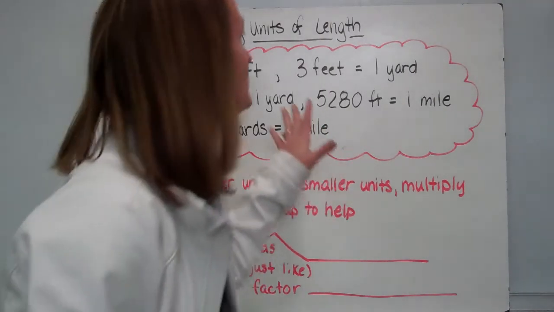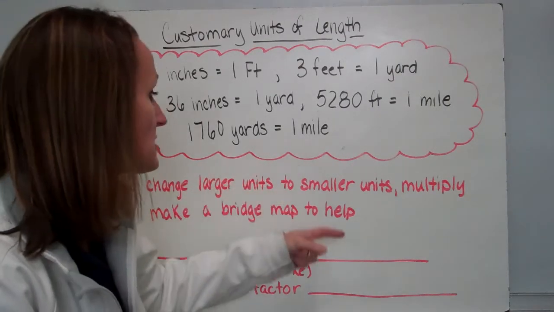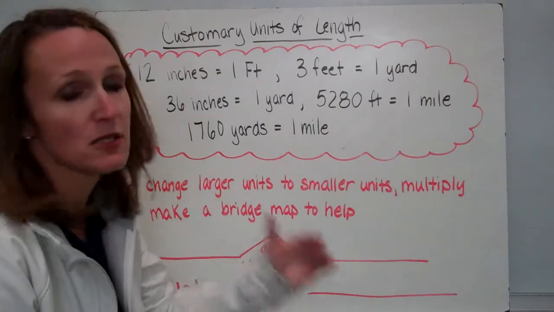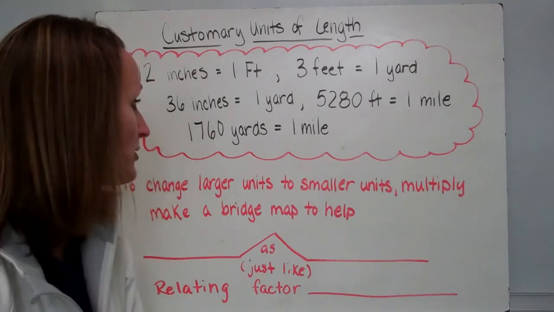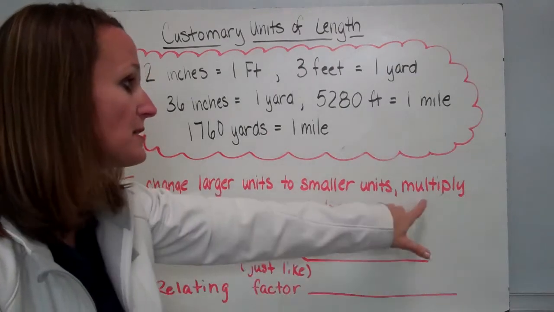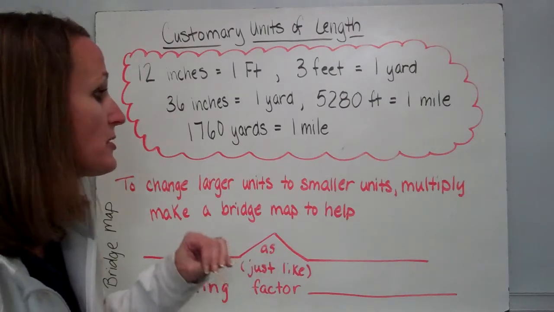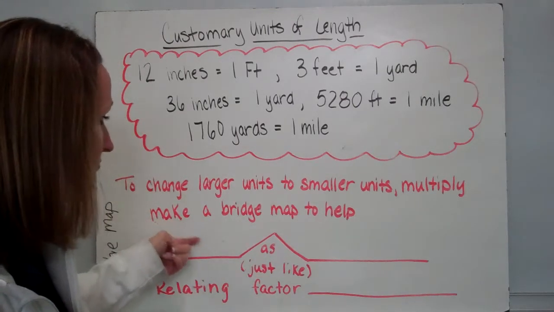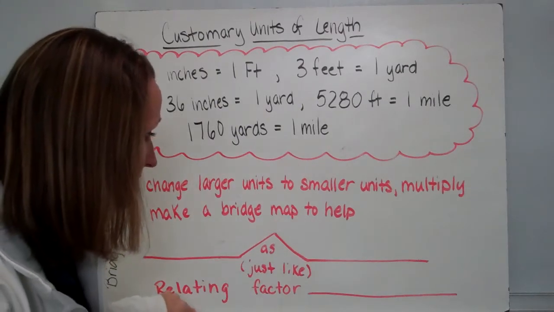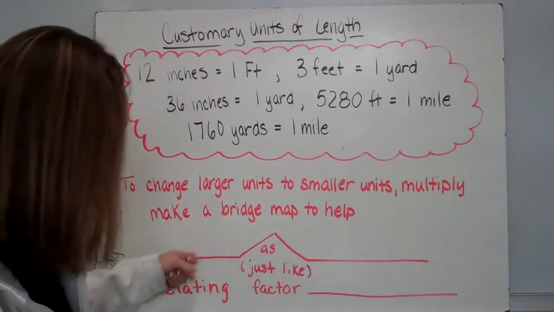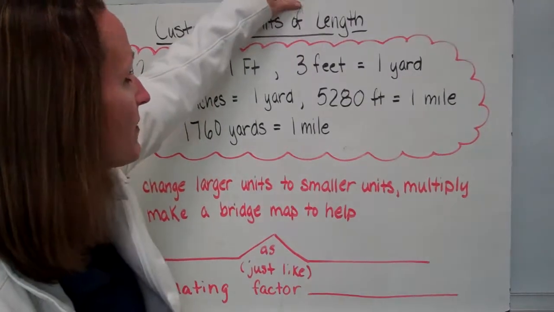So let's talk about how we convert back and forth between all this. If we want to change larger units to smaller units, we're going to multiply. In a minute, we're going to talk about how to go from a smaller unit to a larger unit. We're going to do the opposite, or the inverse, which is divide. But for right now, we're going to multiply to go from a larger unit to a smaller unit. So we're going to talk about a bridge map, where we're going to use relating factors. So, here we have a bridge map. How do we use this bridge map?